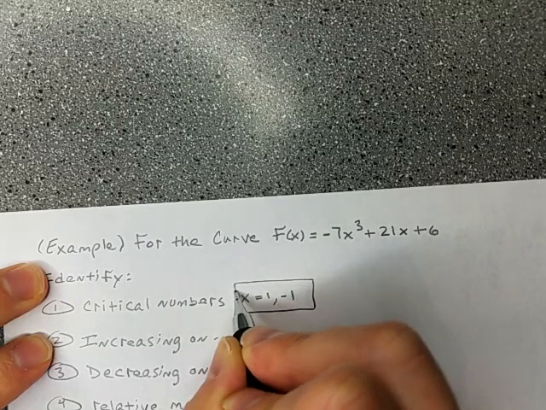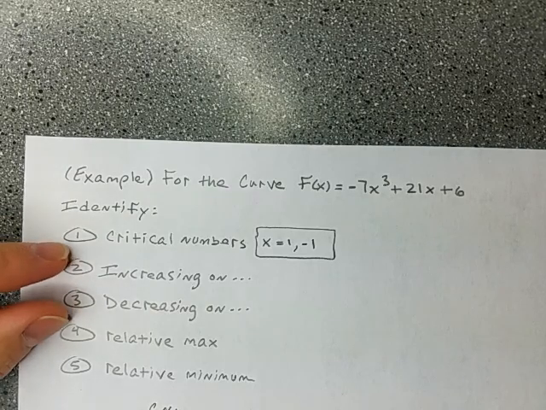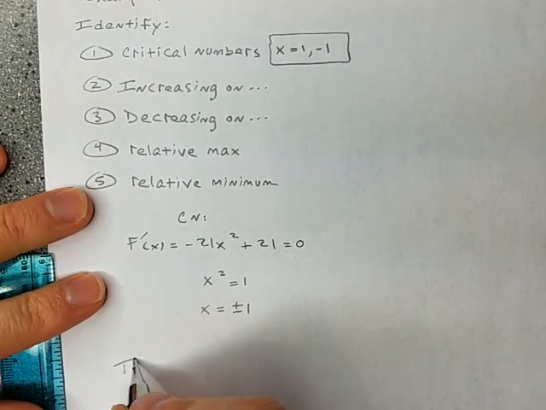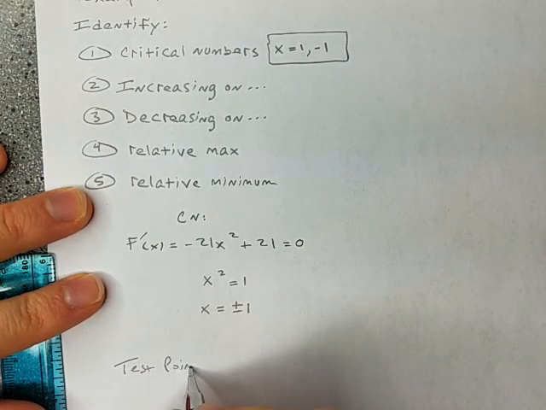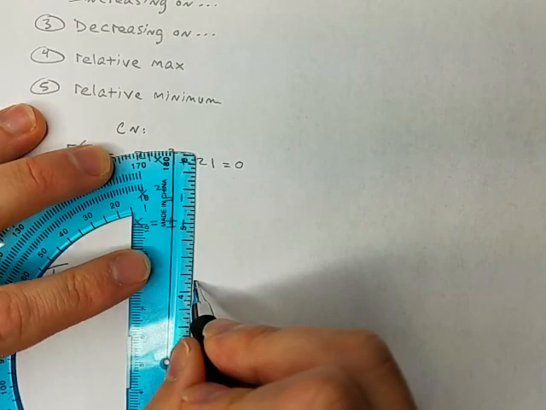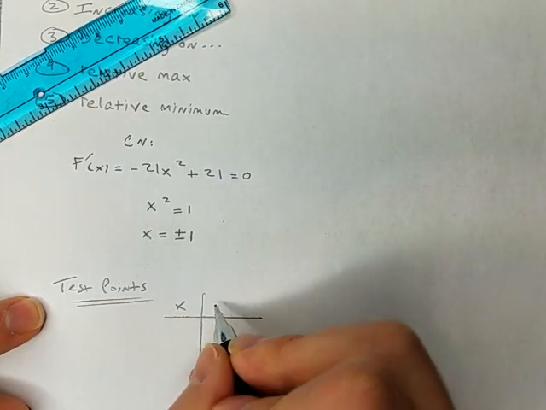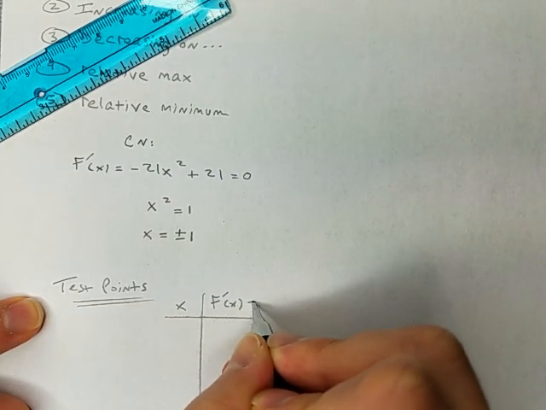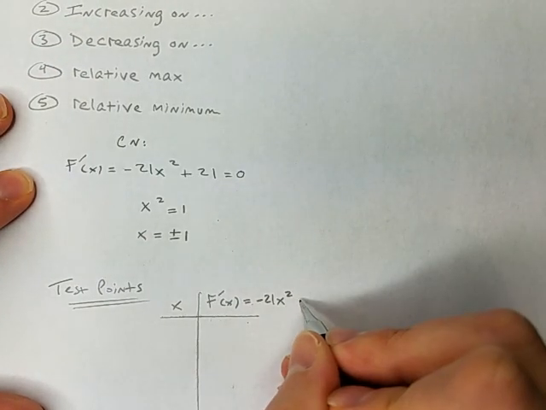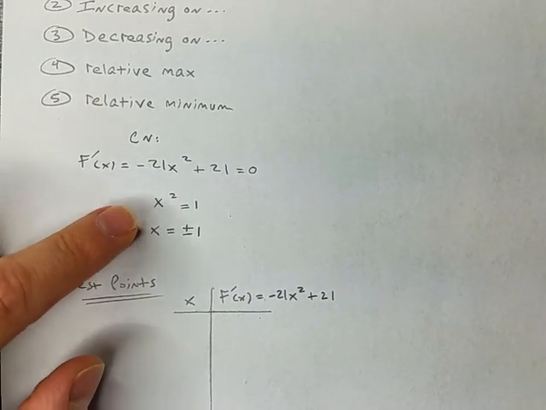Okay. Now, how, using the critical numbers, will we find where the curve is increasing or decreasing? Well, that's something we talked about with the other examples that we were just doing. We used our test points. Okay, so we have a table, and I'm testing the derivative, negative 21 x squared plus 21. I'm testing the derivative in between and outside of my critical numbers.